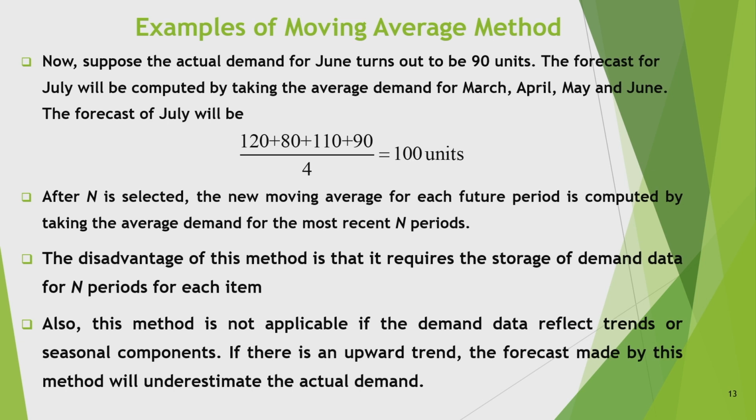So, after n is selected, the new moving average for each future period is computed by taking the average demand for the most recent n periods. The disadvantage of this method is that it requires the storage of demand data for n periods for each time. Also, this method is not applicable if the demand data reflect trends or seasonal components. Suppose demand is increasing or it is dependent on season, then it is not applicable here. So, if there is an upward trend, then the forecast made by this method will underestimate the actual demand.